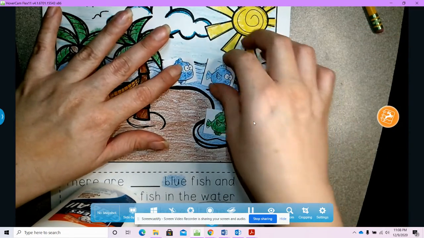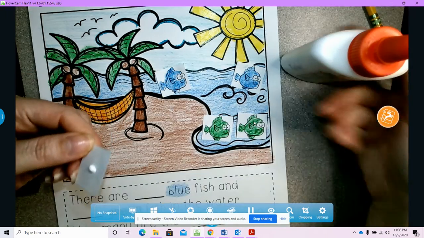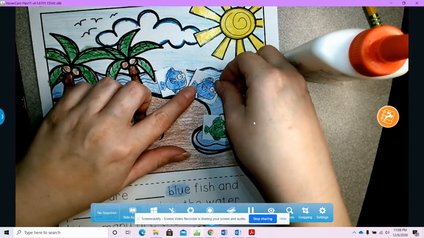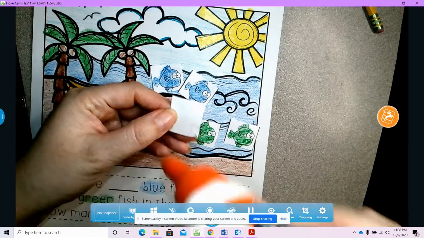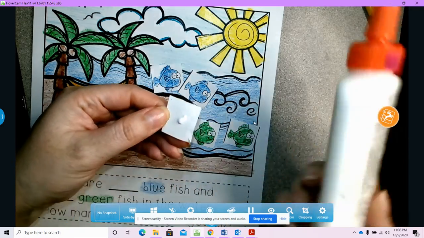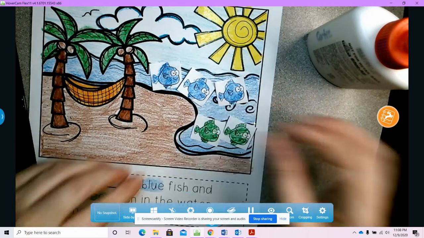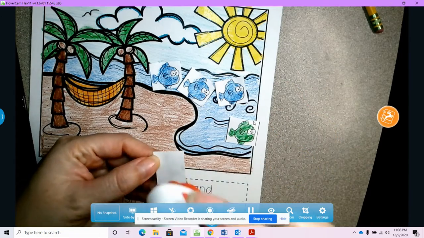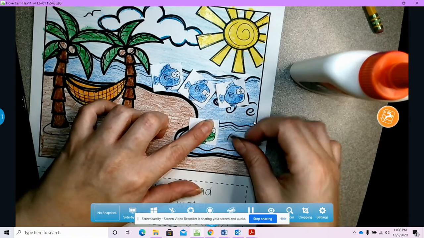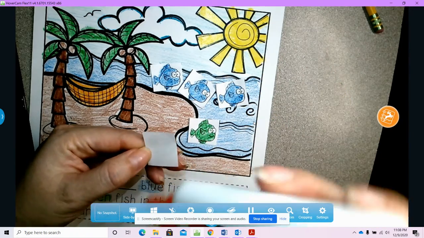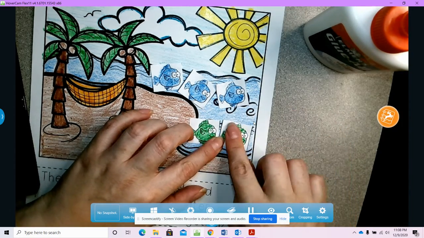So I'm going to glue my fish. They're going up, some of them are diving down. 1 dot. This little guy is going down. This little guy is going back up. He's jumping up. These two are just kind of hanging out. The green fishies are just hanging out. They're like, ooh, who's at the beach today?